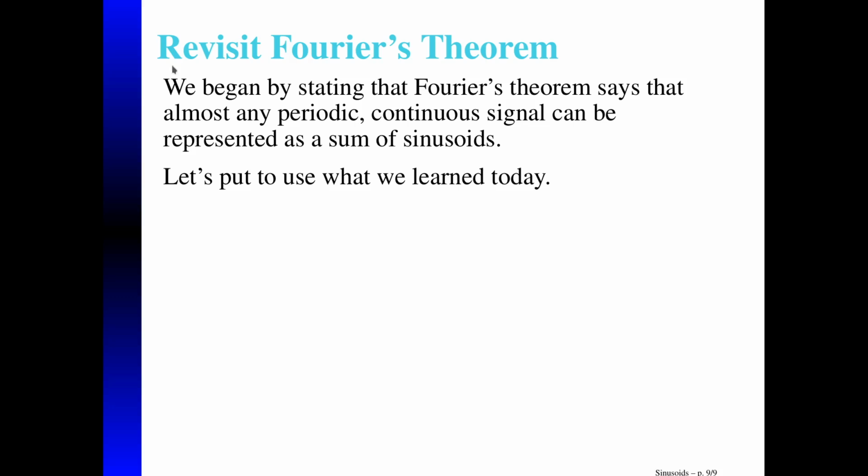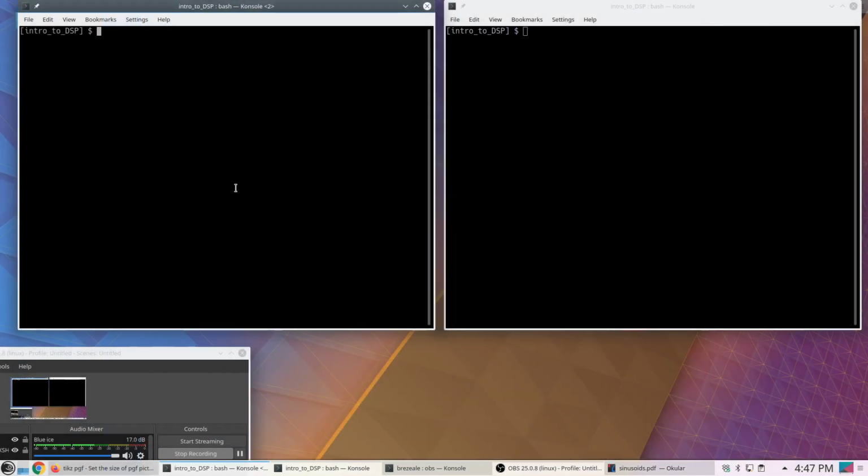So now let's revisit what we saw on the first slide. We said that Fourier's theorem says that almost any periodic continuous signal can be represented as a sum of sinusoids. So now that we've seen how to represent a sinusoid, let's put that to use. So let's create a program. So here I'm going to import numpy as np, matplotlib as pyplot.